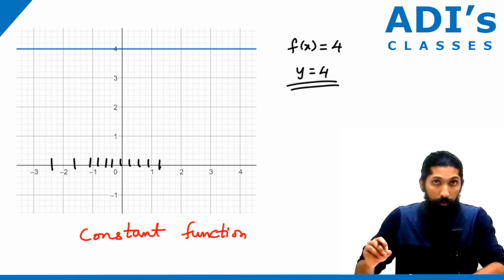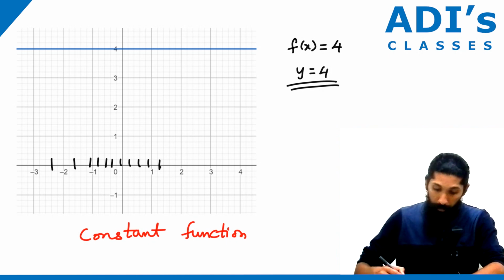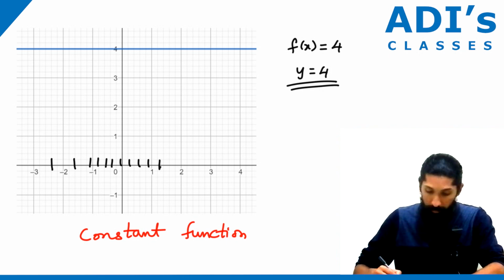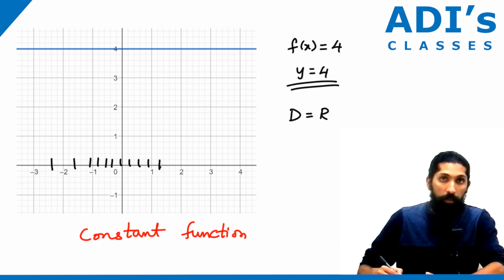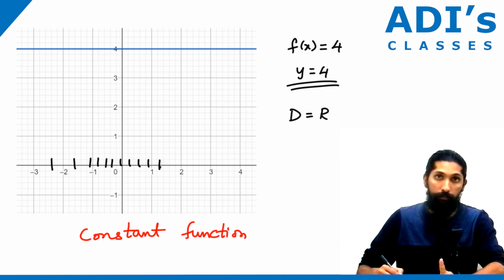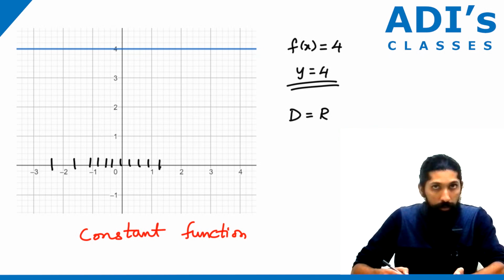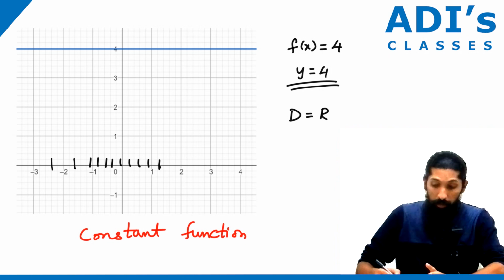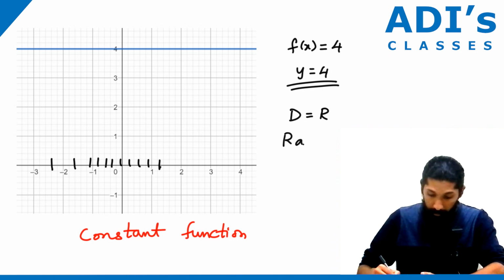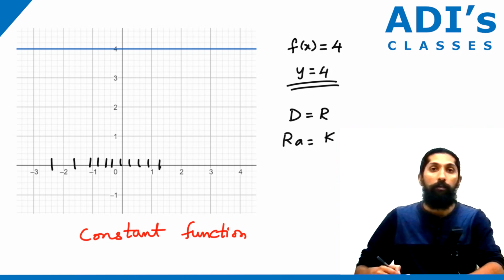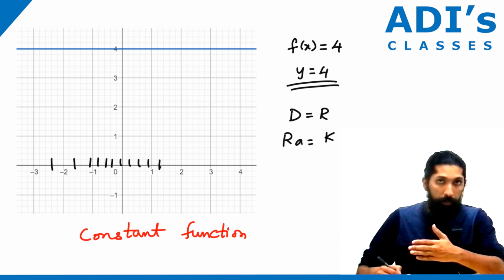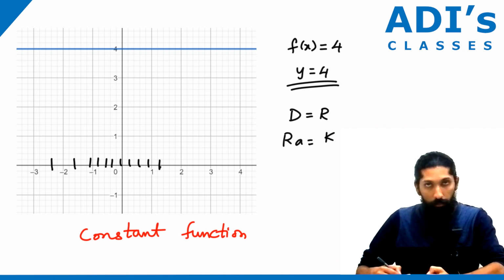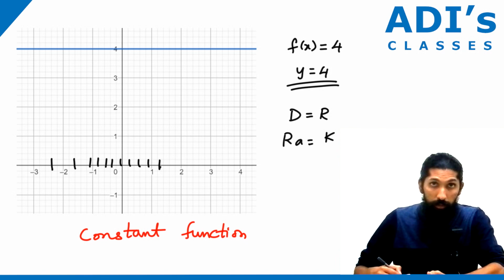For the range and domain, the domain is the set of real numbers, but the range is only one value, because no matter what value of x you take, the y value is always the same, right? That's why the range is going to be that constant k, whereas the domain is the complete set of real numbers. Fair enough? Now let's do the next one.